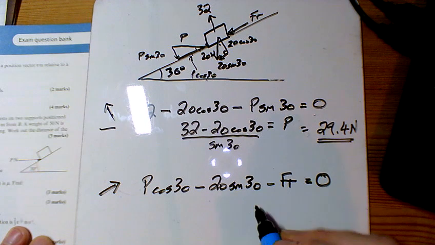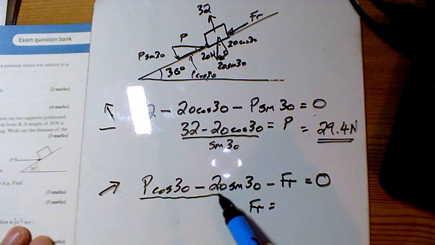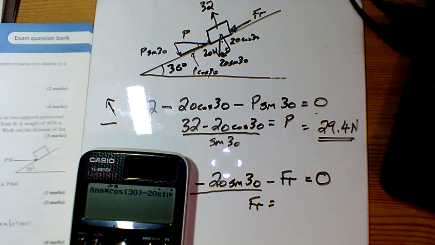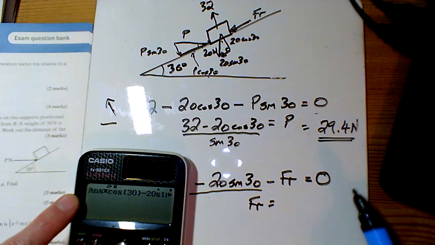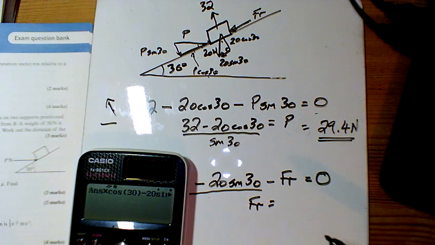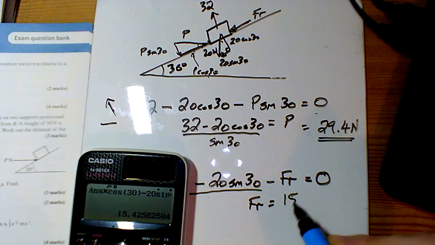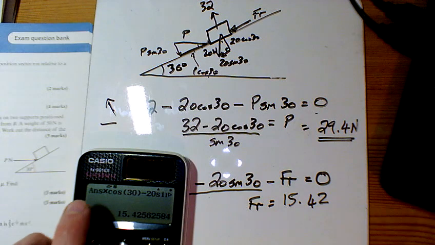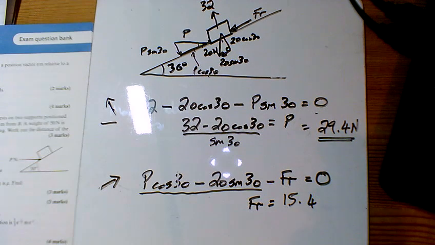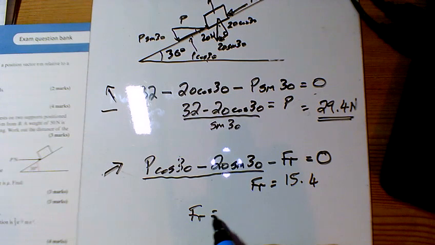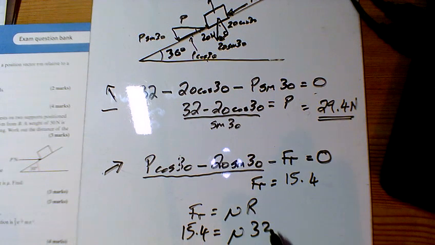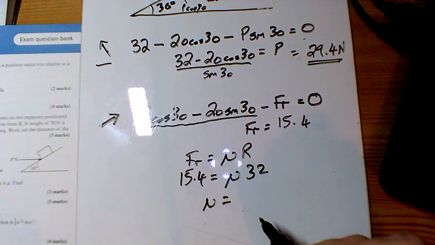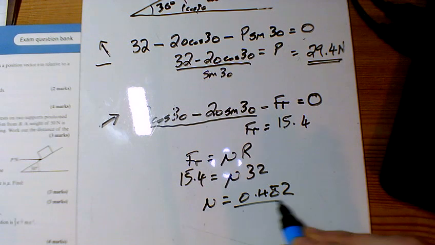And so if I add the friction to both sides, the friction's just going to be this put into the calculator. Now I've tapped that in. I've used the full answer, so I've not put 29.4 in. And so that's giving me 15.42 as the friction. 15.425 or 15.4 really, isn't it? And what does mu equal? Well, friction equals mu R. The friction is the 15.4. The R is the 32. So if I just divide both sides by 32, then I'm getting 0.482 as my answer.